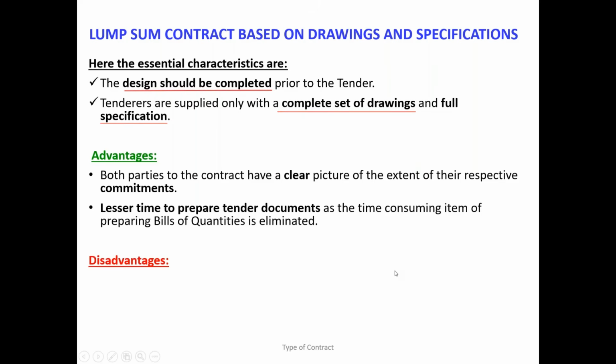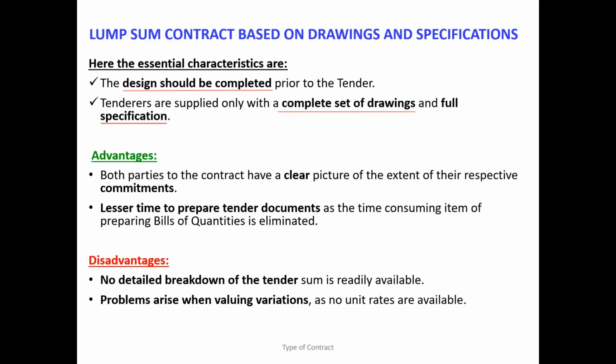But what is the disadvantage now? Yes, what is the disadvantage? There is a disadvantage. What is the problem here? No BOQ. Since there is no BOQ, you don't have the breakdown of the cost. Therefore, treating variations becomes a big problem. You don't have the price agreement within the contract. There's no unit rate. For every change you have to agree the rate.